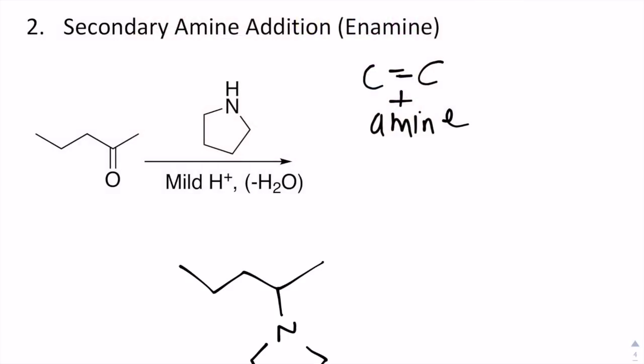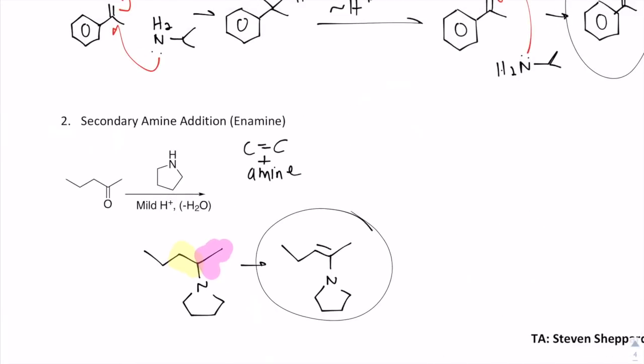We can either decide to put it at this position, or we can pick another color, or that position. Remember that we want to form the most stable, most substituted alkene. So the way that we're going to form the Zaitsev alkene, the Zaitsev product, is to put your double bond over here. All right. And that is the enamine synthesis reaction.